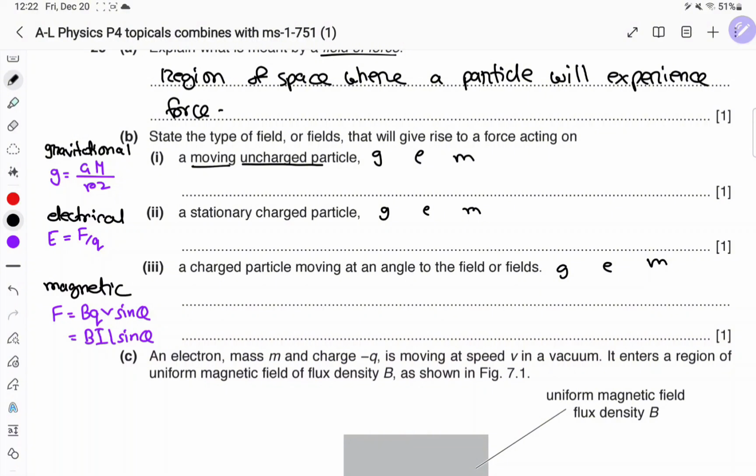When you're talking about an uncharged particle, we are already crossing out the options electric and magnetic. So you're only left with gravitational, because gravity goes with everything. It's your everyday neighbor.